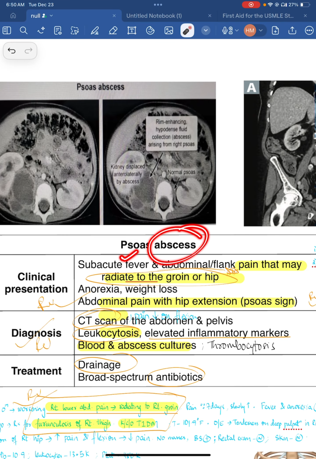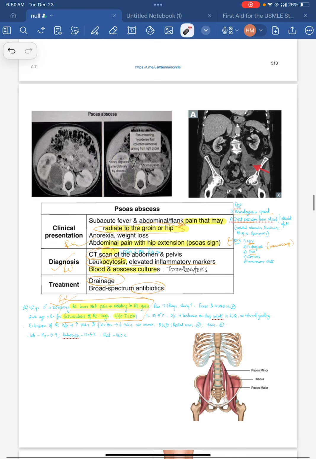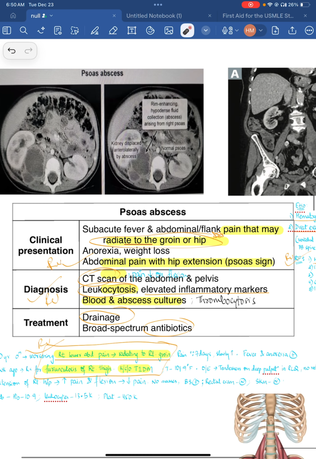Abscess will obviously have fever, abdominal pain, or flank pain. And since you just saw the anatomy, it may radiate to the groin or hip. You can see anorexia, weight loss, abdominal pain with hip extension. That is, when you try to straighten your legs, you see abdominal pain. That's why they try to fold their legs, flex their legs. For diagnosis, a CT scan should be done, and pain decreases on flexion.